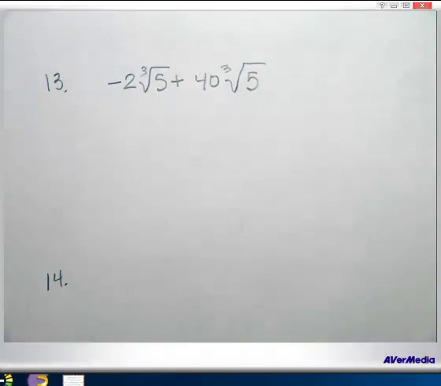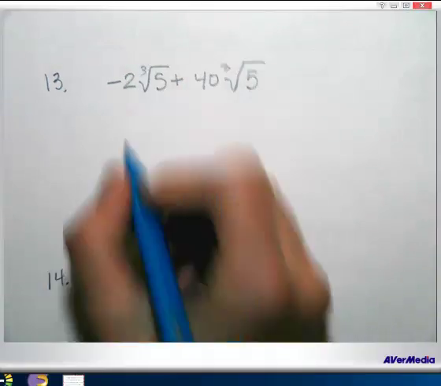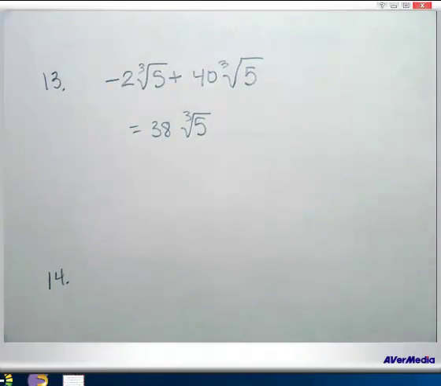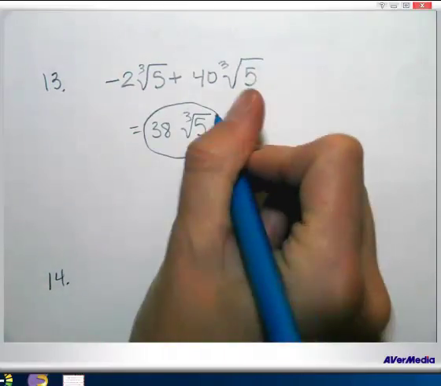Oh, this one isn't harder, though. It looks harder, right? But look at the radicals. Do we have the same root, same radicand? So we can just combine. -2 plus 40, and that's going to be 38, and cube root of 5. Can I simplify the cube root of 5 at all? No, so we're good. That one was easier.